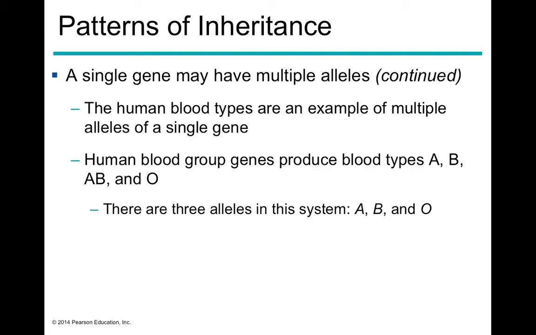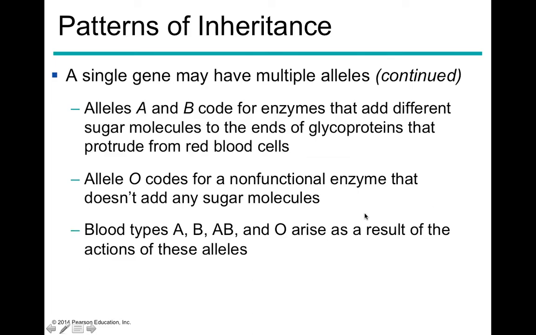And there are several alleles in the system, 3 alleles, A and B, which together are what we call codominant. So they're both as strong, and O, which is recessive to either A or B. So A and B are both dominant over O, but together they're basically as strong, so they're codominant. And that is because alleles A and B code for an enzyme that adds a sugar to the end of the glycoproteins that protrude from the red blood cells. And allele O means that they don't add any sugar molecules at all. And from these 3 alleles, we can have 4 different blood types arise: A, B, O, and also AB.